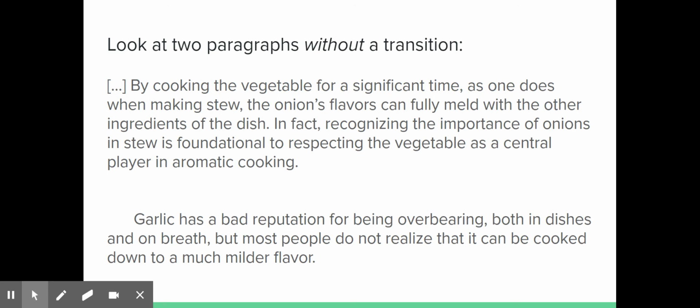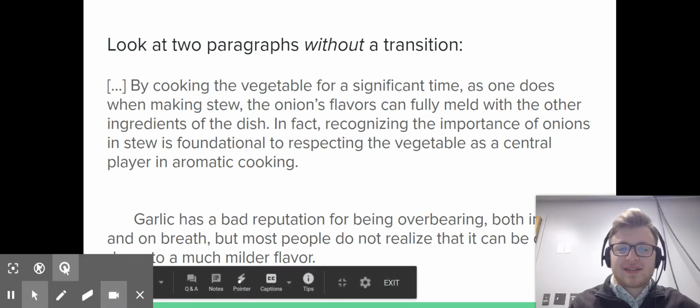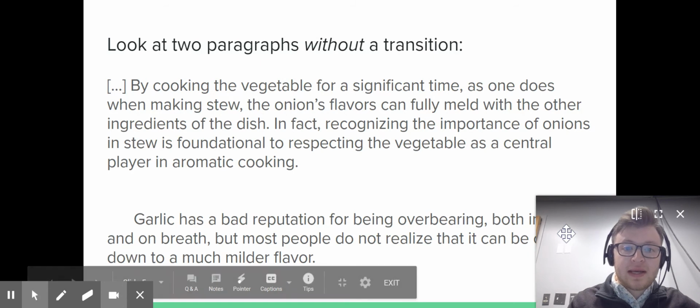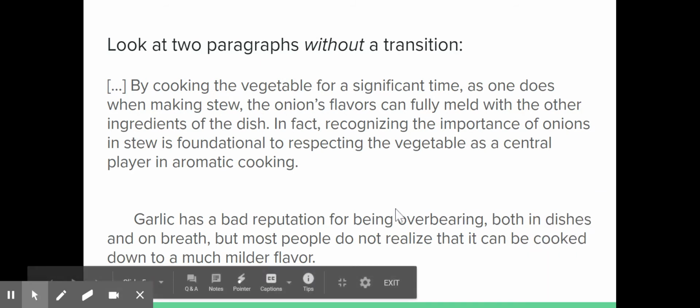Now, these aren't awful, but there's no way to know where the through line is. I'm leaving it up to my reader to fill in the context and understand what my through line is without actually showing them. So the easiest way to get somebody on your page in an argument is to just show them what the through line is.